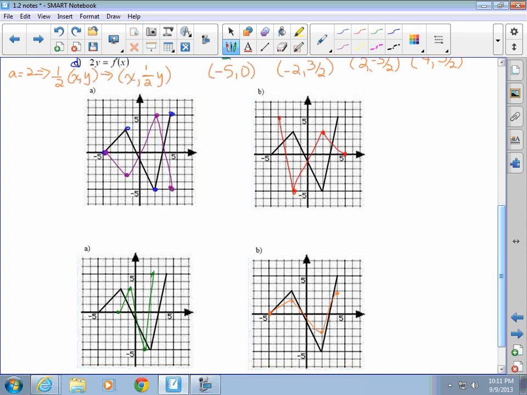So if we were to look at this one, our domain stayed the same. We went between negative 5 and 4, just like we did in the other one, but our range changed. And in graph C, our range stayed the same, but our domain changed.